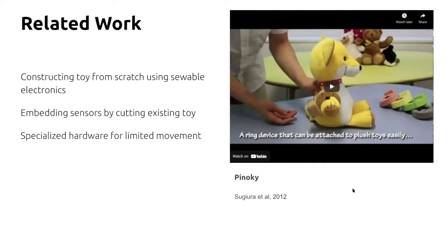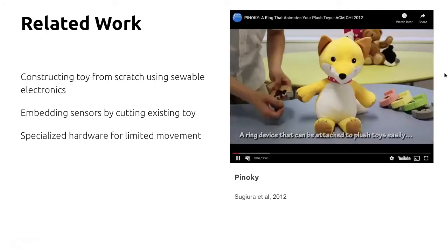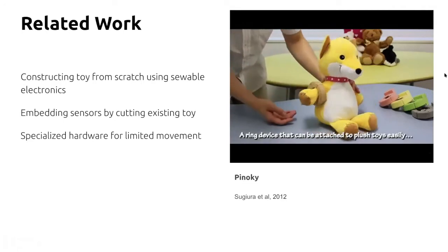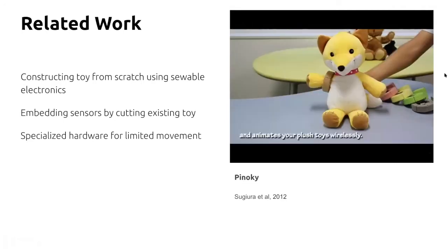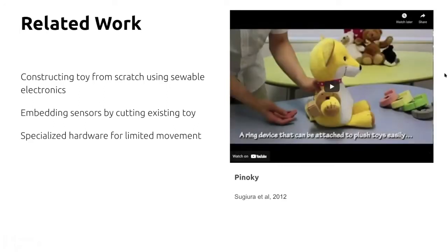When you use this ring, can you play the video? Okay. When you use the ring, you could program your stuffed animal to move back and forth. You can attach it around, for example, the arm or the legs of a stuffed animal and get it to move, which I thought was really playful. But it's a little bit limited in the type of expression. You can get the arms to move back and forth, but that's kind of it. There's pretty limited movement.